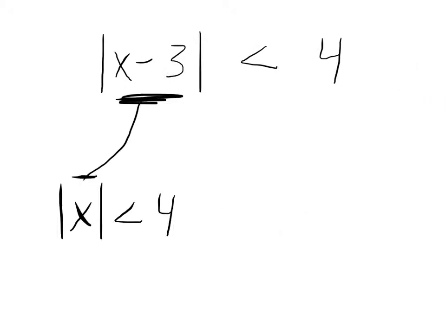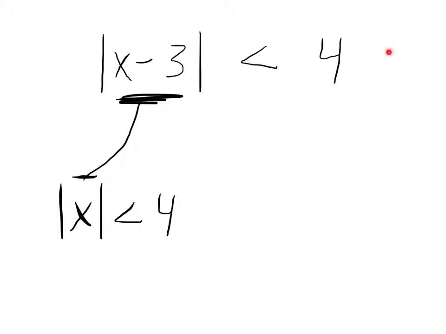So, suppose we have something like the absolute value of x minus 3 is less than 4. When I replace x with x minus 3, what I've done is simply translated my point of reference 3 units to the right.